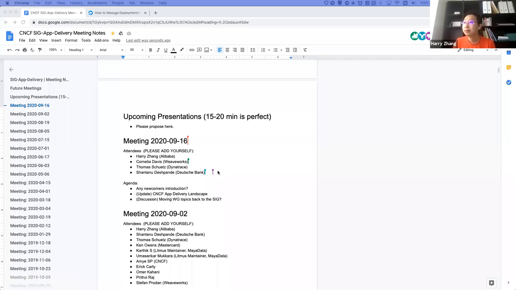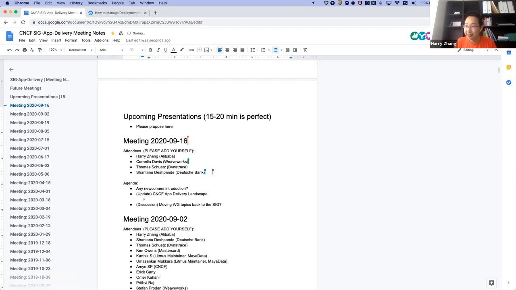Okay, since we are now familiar with each other, let me give a quick update on today's agenda, because we're talking about some updates regarding some working items in the SIG App Delivery. So the first update is regarding, let me share the screen. So we do have the first update, which is regarding the SIG App Delivery landscape. I will call that the CNCF App Delivery landscape.